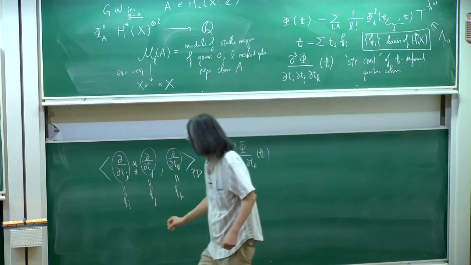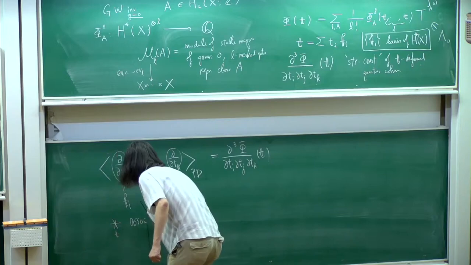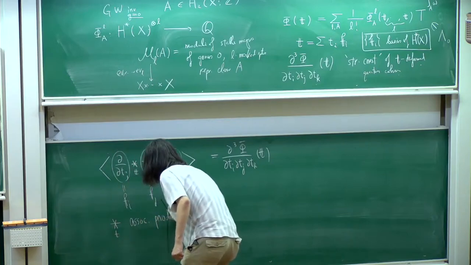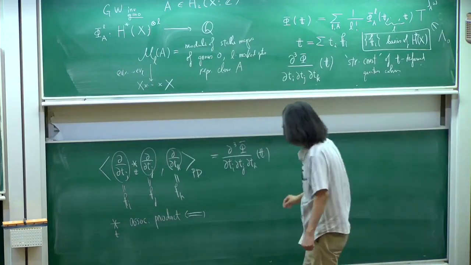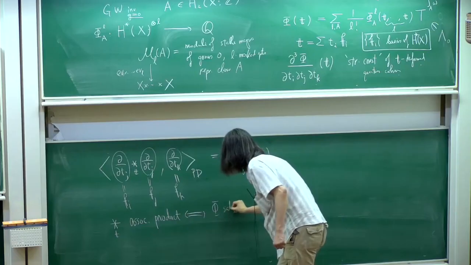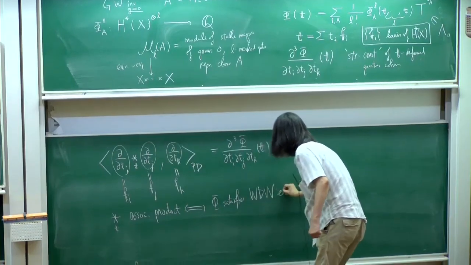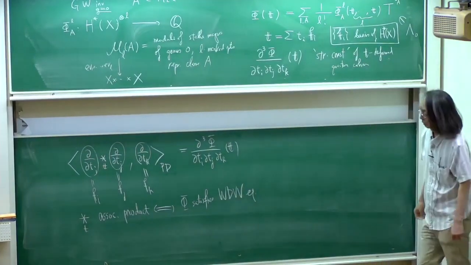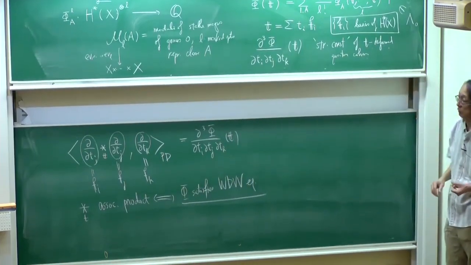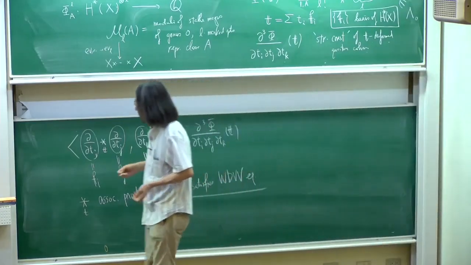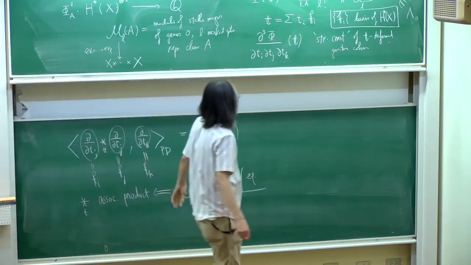And then this actually gives you an associative product. That is equivalent to saying that this thing satisfies the so-called WDVV equation, right? And the proof of this is actually just a little analysis of the moduli space. And maybe if somebody is interested, then I can also tell this. So this is the story.